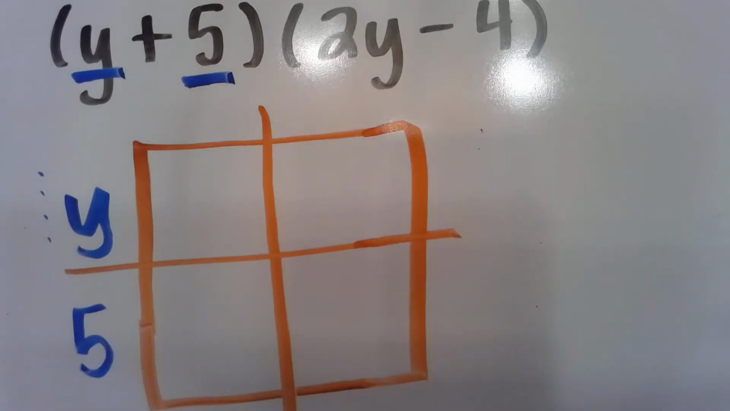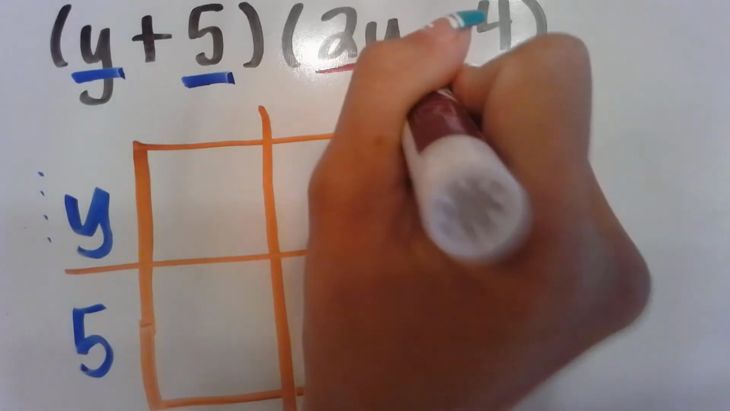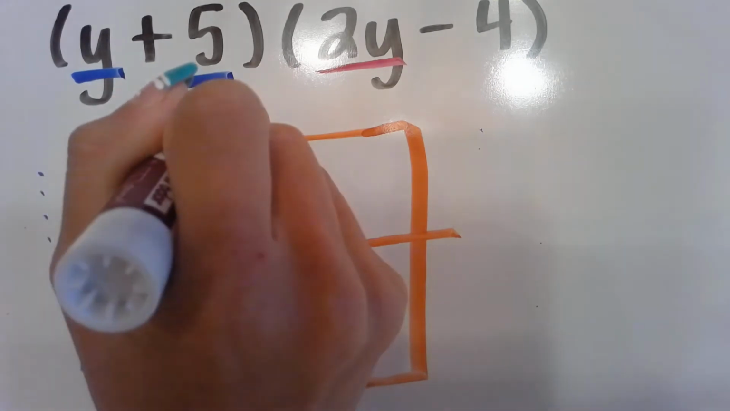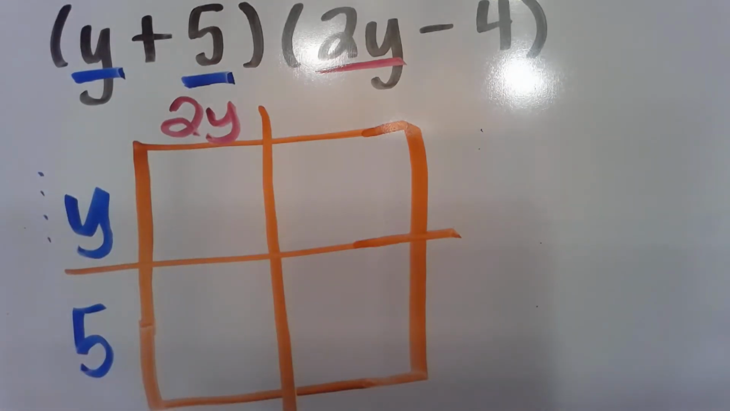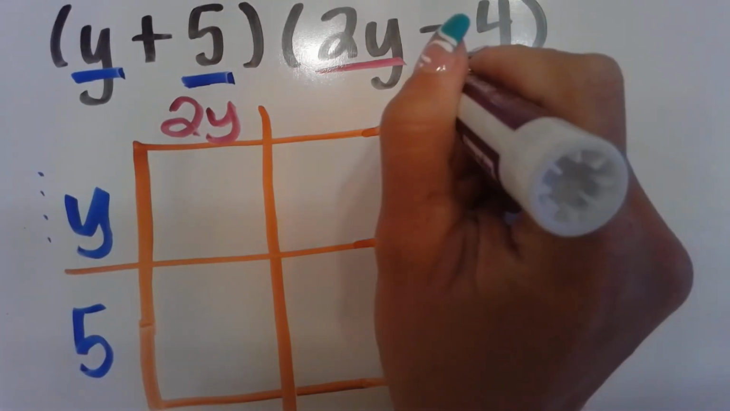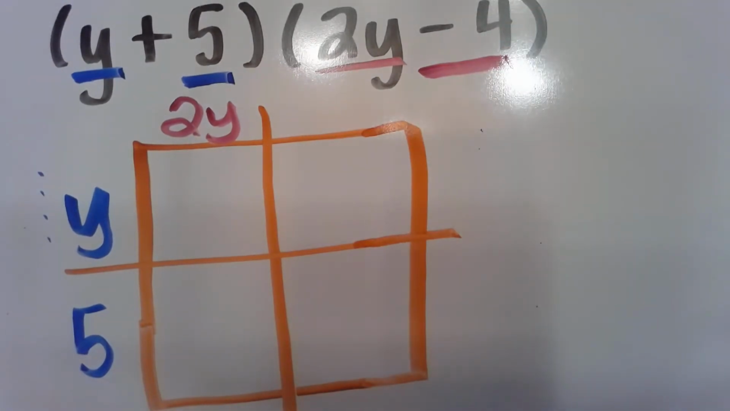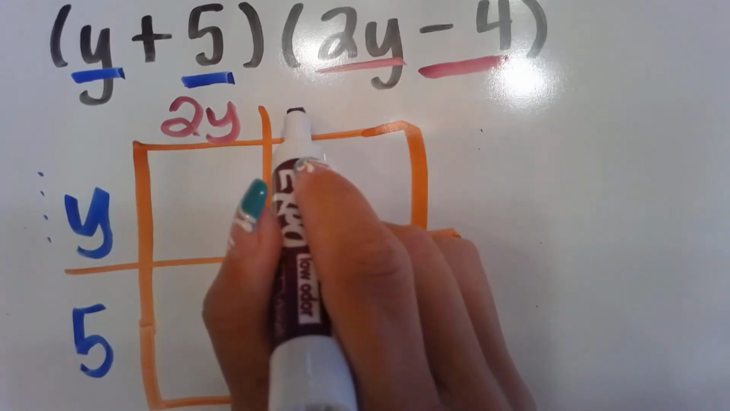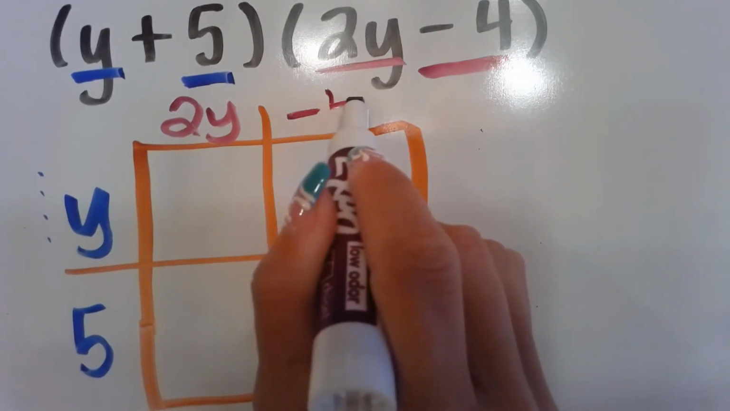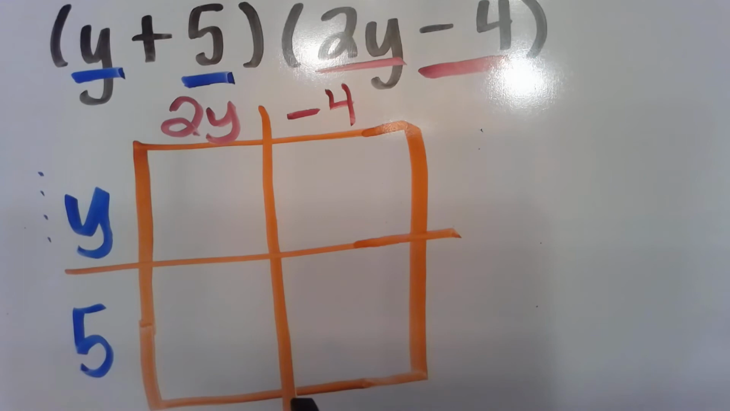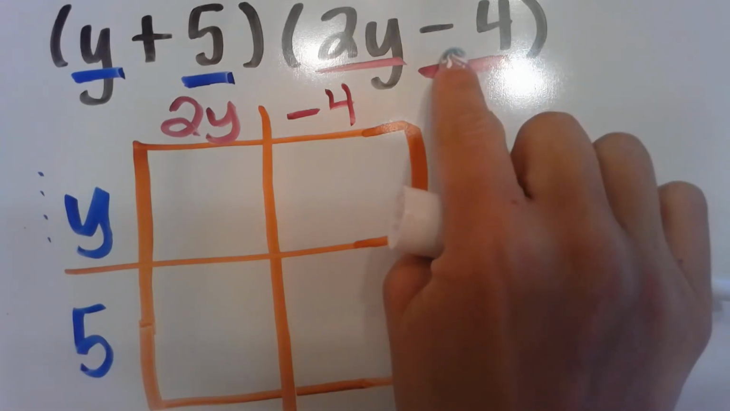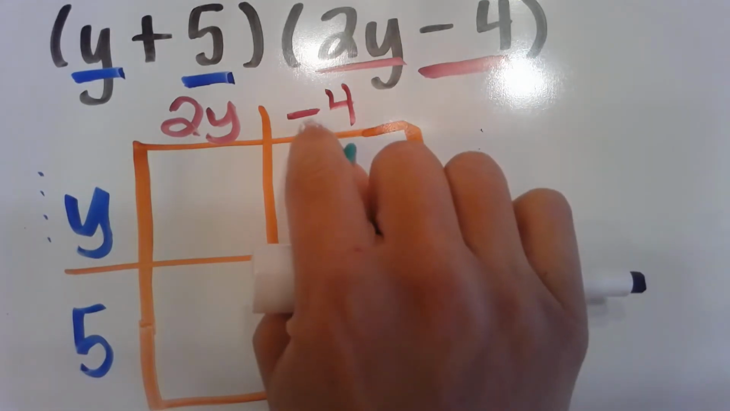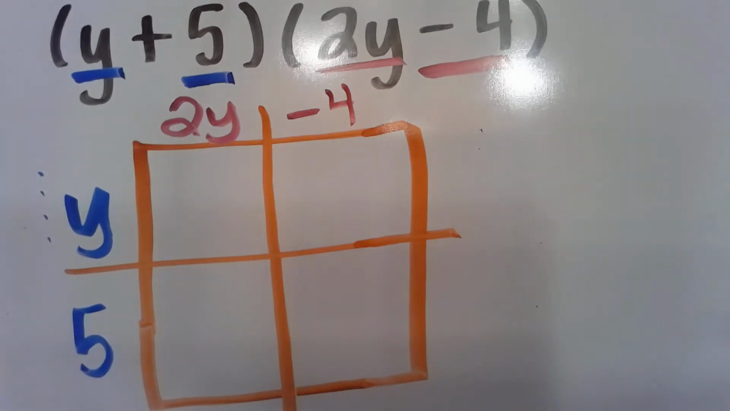Now for this one here, we have 2y, so we're going to write 2y here. And look here, we have a minus 4. So we have to take that sign and we're going to say negative 4 here. If there is a minus, we write it right here. Okay? So let's go ahead and multiply.